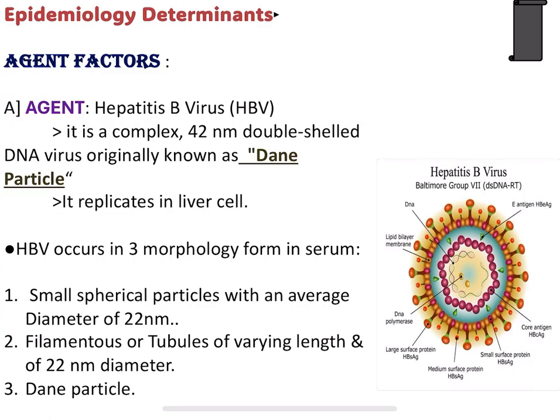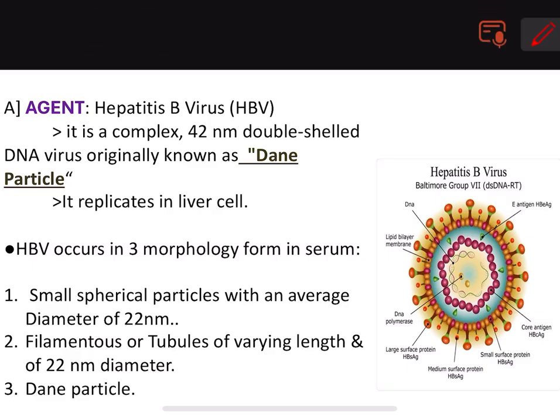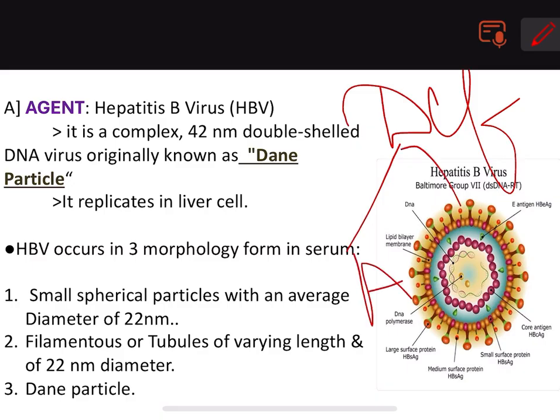Now we will move further to the agent factor, that is under the epidemiological determinants. So far, what did we discuss? We saw the definition, introduction to it, we saw the acute and the chronic type. What happens in acute? There will be inflammation, then hepatocellular necrosis, and it is a self-limiting disease. Chronic, there will be a persistent infection, hepatocellular carcinoma, liver cirrhosis will be there.